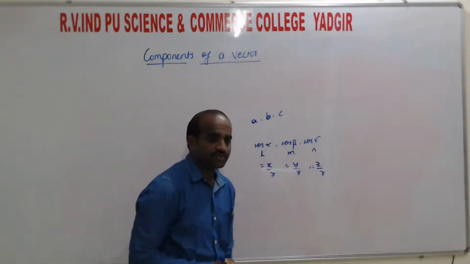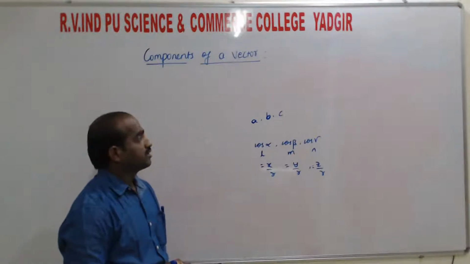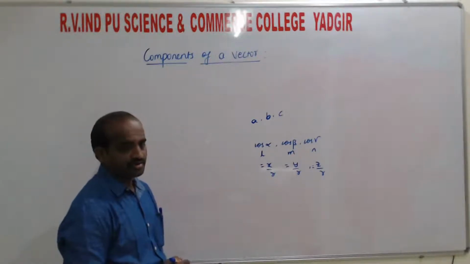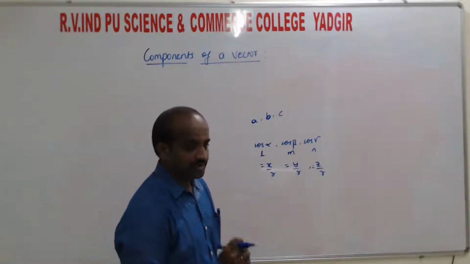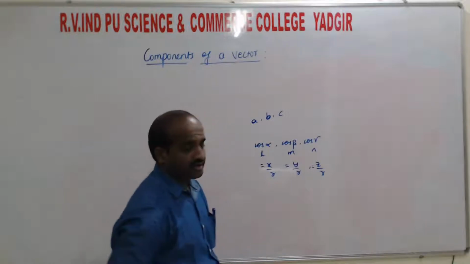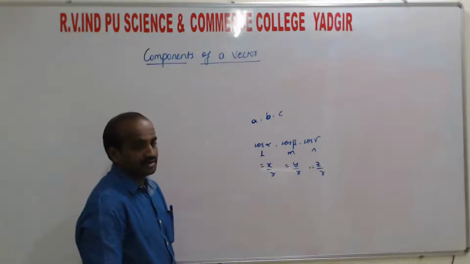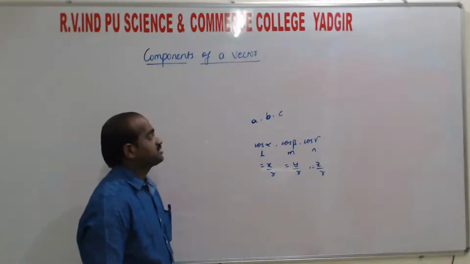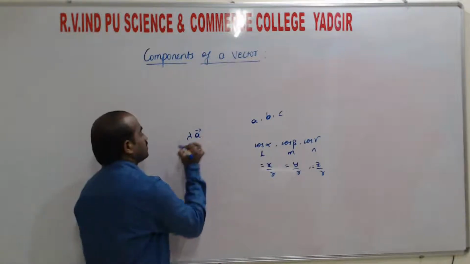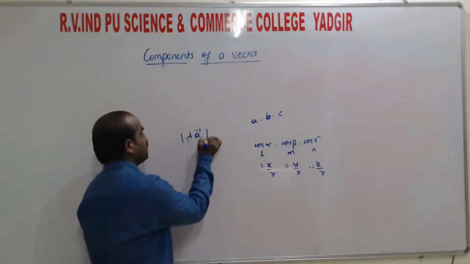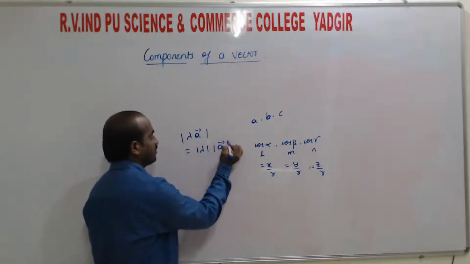Next is properties of addition of two vectors. AC vector is equal to AB vector plus BC vector. Properties are the associative law and commutative law of vector addition. Next is existence of additive identity and existence of inverse. Next is scalar multiple, lambda times A vector. The magnitude of lambda times A vector is the magnitude of lambda into the magnitude of A vector.